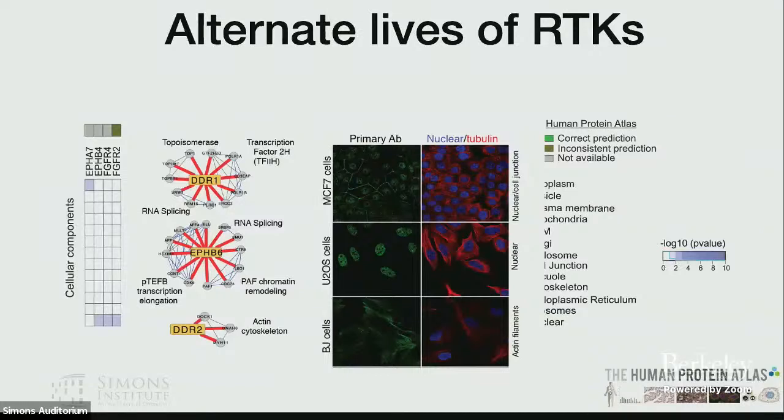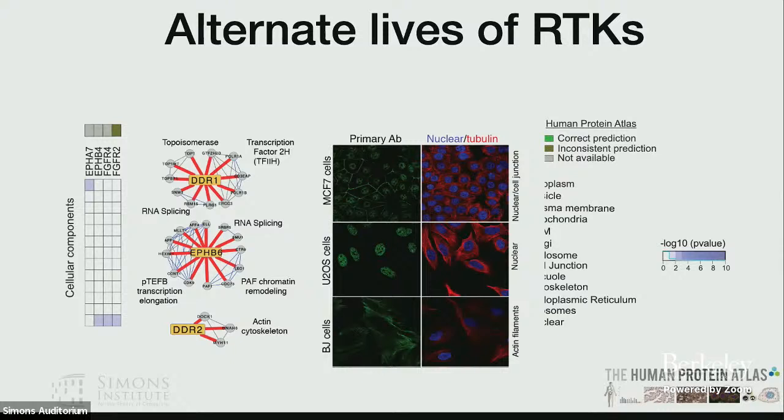And so, for example, here's one, DDR1, which is a receptor tyrosine kinase. We found it interacting with DNA topoisomerases and the TFIIH complex and RNA splicing machinery. These are all nuclear or nuclear proximal protein complexes. If you take a primary antibody against DDR1 and stain MCF7 breast cancer cells, you can find that this protein actually does have two lives.